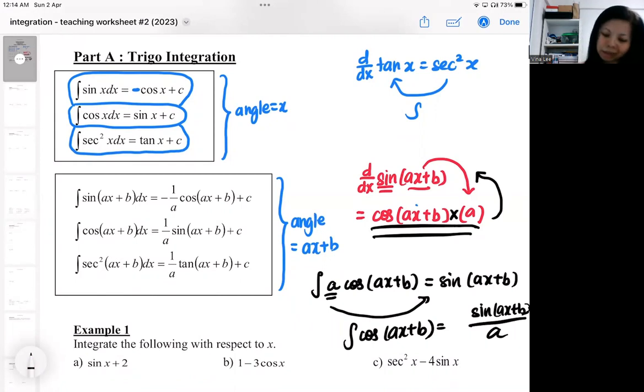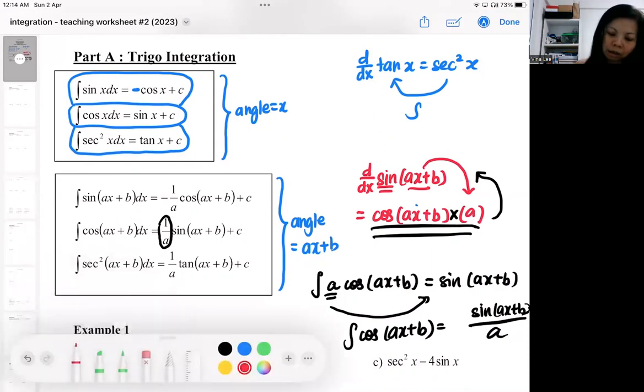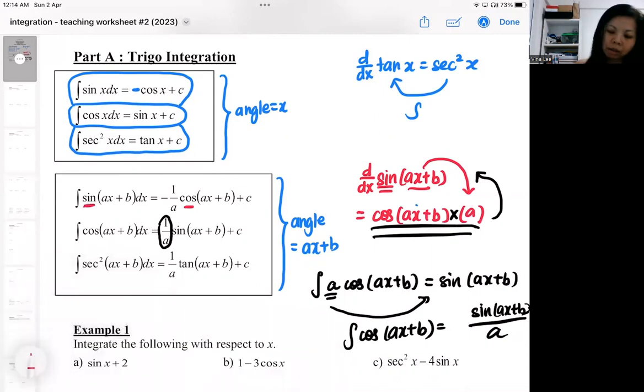Usually we don't write it this way. We will write it as 1 over a. So it's almost similar to your differentiation. In differentiation, you multiply by a. Right now you're going to divide by a. So you realize that everything is the same. Integrate sine gives you a cosine, same as this idea, but here is a minus 1 over a. Integrate cosine gives you a sine, so same thing.